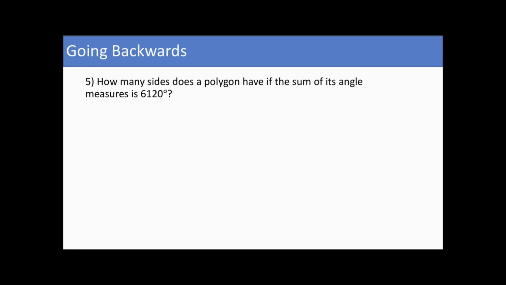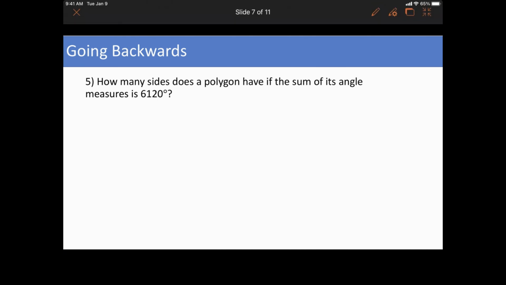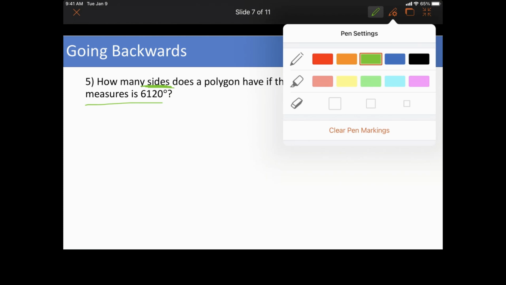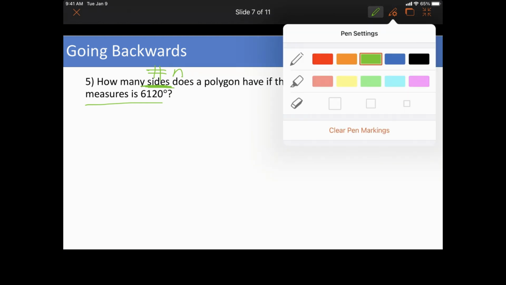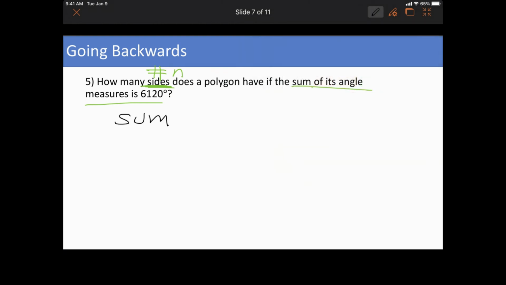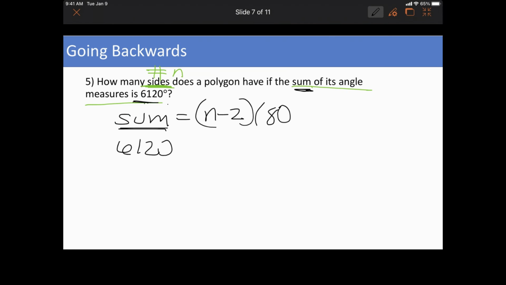All right, so let's go backwards. How many sides? Okay, read the directions, underline, really think about it. This is where kids rush. How many sides does a polygon have if the sum is this? So, do you see sum is? So, remember sides is n. So, remember how I told you write sum equals n minus 2 times 180. So, when you see this, we say the sum is equal to 6120. So the sum is where? The sum's on this side. Oh, so that's where you're going to put the 6120.